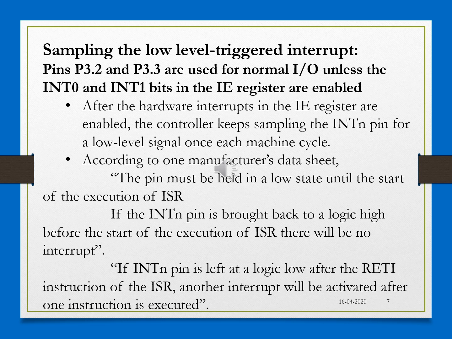That means you have to enable the external interrupt pins. Okay, only then these will come into the picture. All right. So after the hardware pins in the IE register are enabled, the controller will be checking for low level signal once in each machine cycle after you enable the corresponding bits in IE register. Okay. Now, according to the manufacturer, the low level signal that is coming at these pins should be at least for 4 machine cycles.